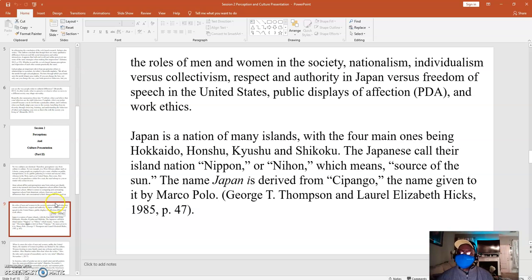Shikoku. Japanese call the island nation Nippon or Nihon, which means source of the sun. The name Japan is derived from Cipango, the name given by the explorer Marco Polo.